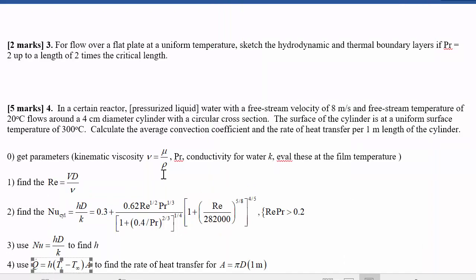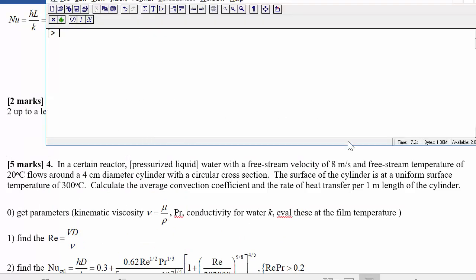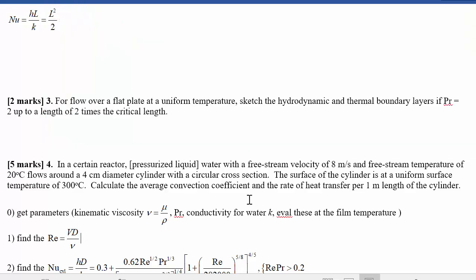Okay, so let's see. We've got some things that we can put in right away. We've got the velocity, which is 8. The diameter is 0.04. The surface temperature is 300, and the free stream temperature is 20 degrees. From the average of those, Ts plus T infinity over 2, we can find the film temperature, which gives us 160. So there we go, 160 is the film temperature, and that's what we're going to use to look up the other parameters that we need.